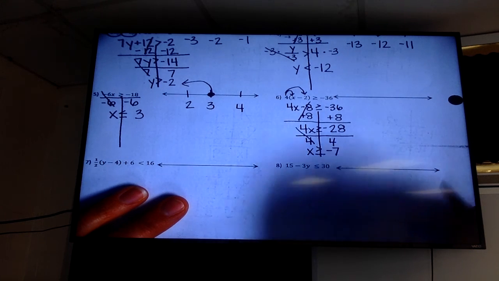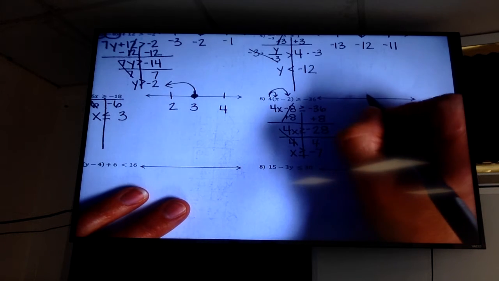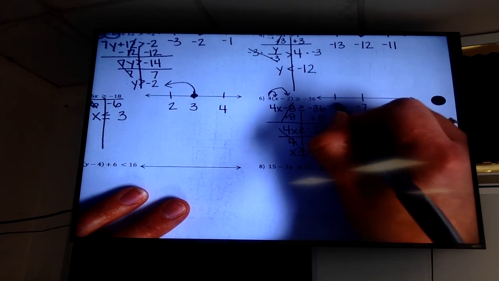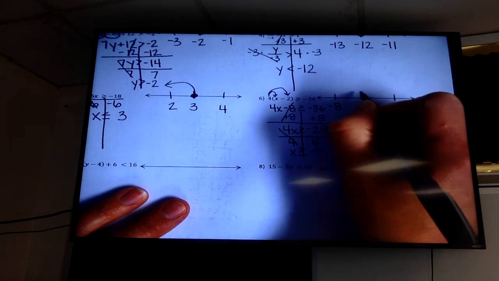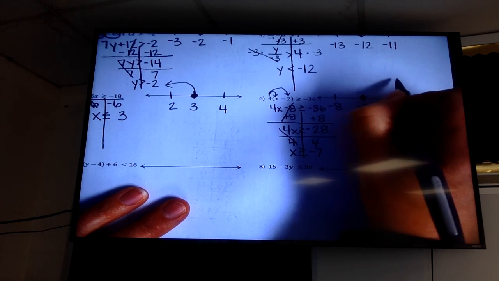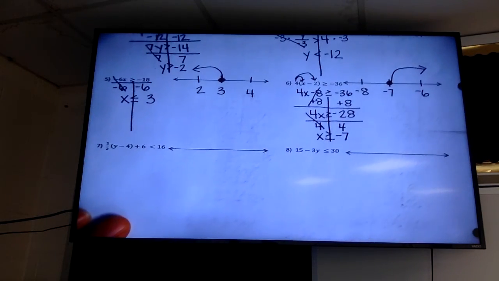A negative times a positive is a negative. Notice I didn't have to flip my sign because I divided by a positive number. I divided by positive 4. So I have negative 6, so we're going to go negative 8, negative 7, negative 6. It says or equal to, which means I want a closed circle. My variable is on the left, and it's pointing in this direction. So that's the way we want to shade.